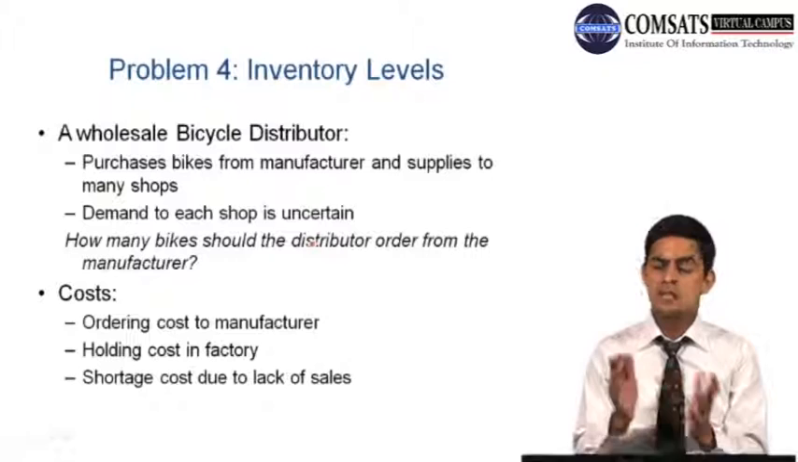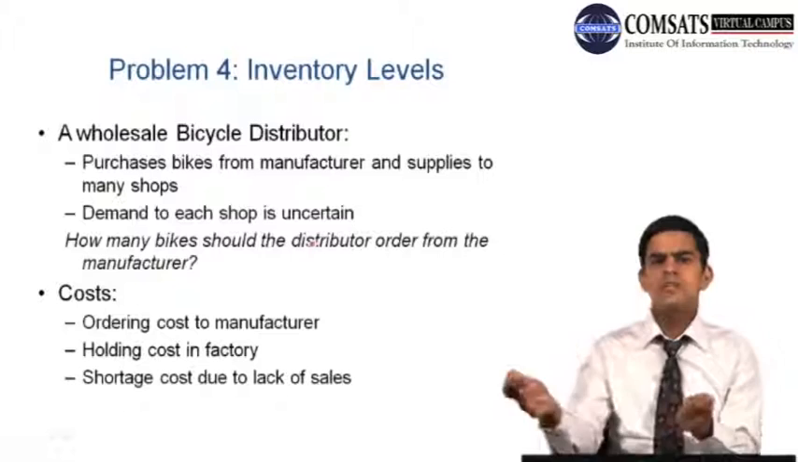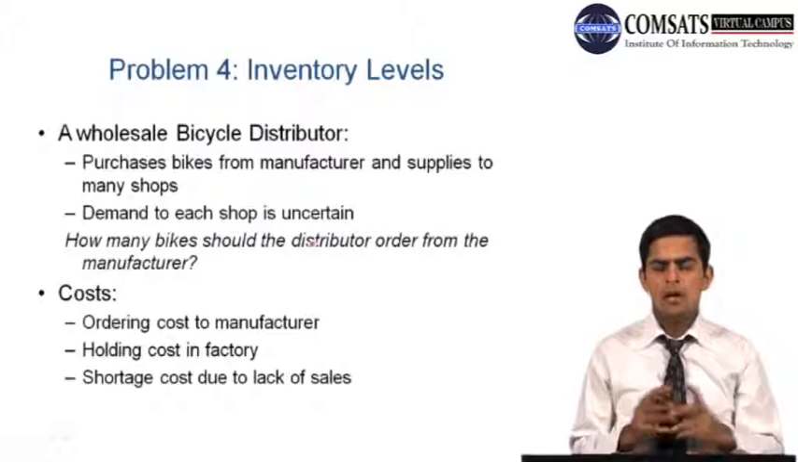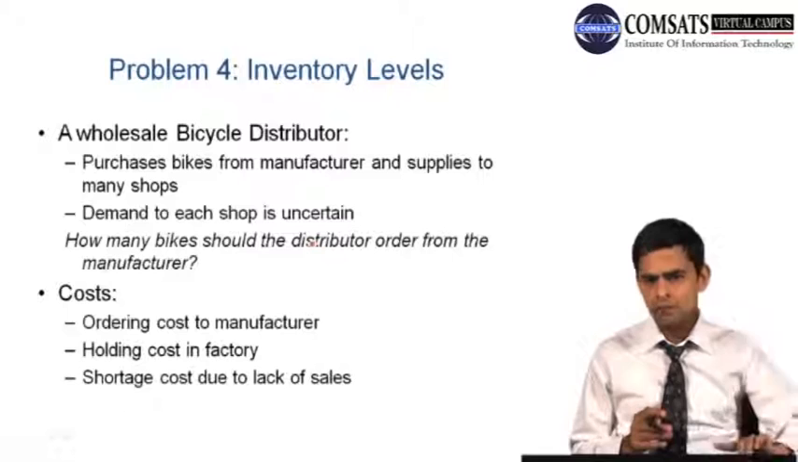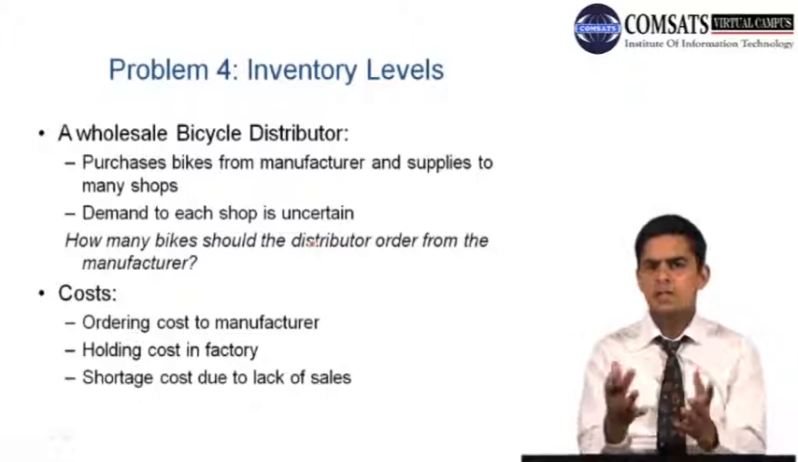But of course, when someone comes and asks for, let's say, 100 bikes from him, he should be able to deliver, because if he doesn't deliver, the shop will go to some other distributor and buy from him, and he will lose in revenues and hence lose in profits. So he has to consider certain parameters. First parameter is he should have enough bikes stored so that he can meet the needs of his retail businesses, the shops where he supplies those bikes.